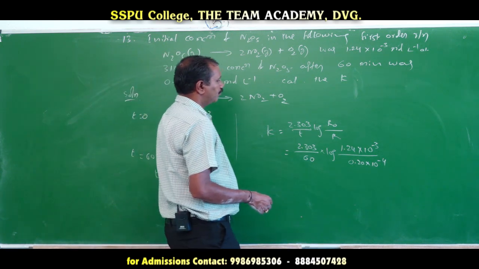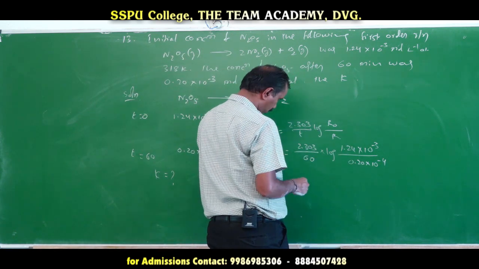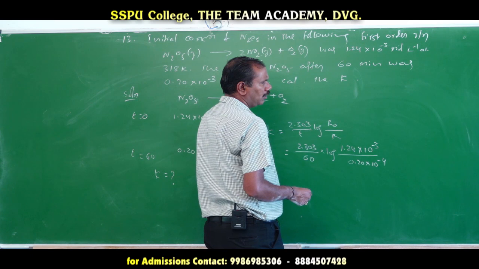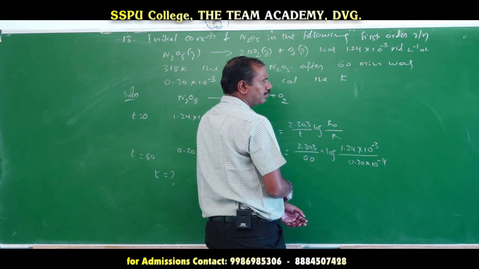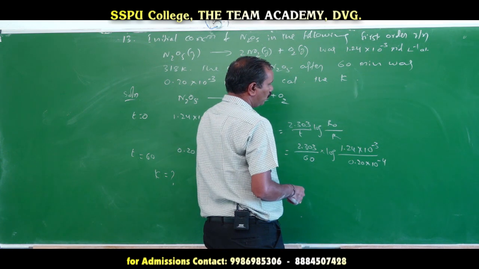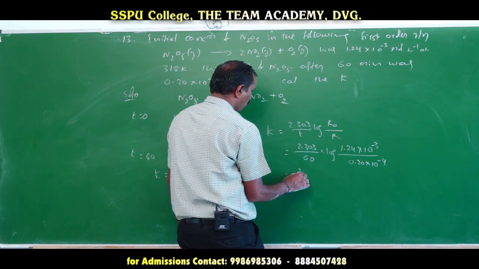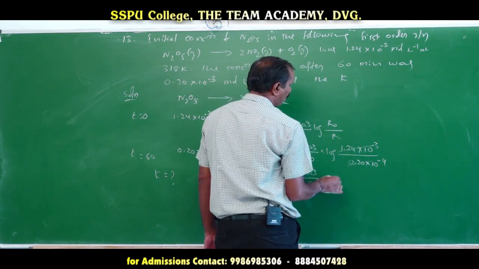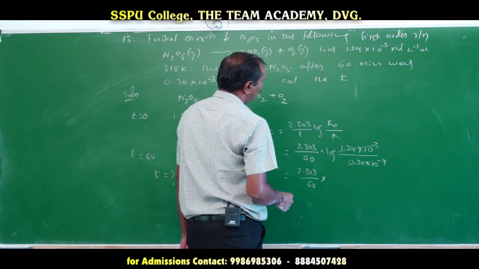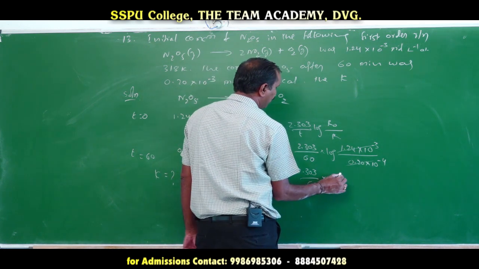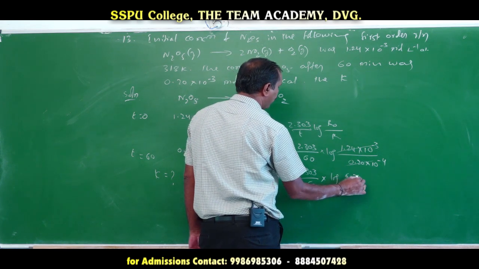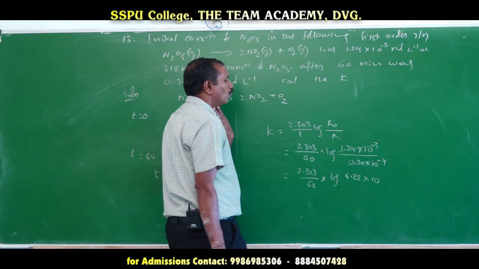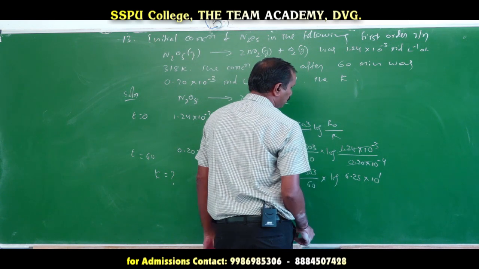So far, 0.2 means it should be multiplied by 5. Multiplied by 5 means what? 1.25 into 5. So 2.303 by 60 into 5, 6.25 nearly. Log of 6.25 into 10 to the power of minus 4 becomes plus 4. Plus 4 minus 1 means 1.